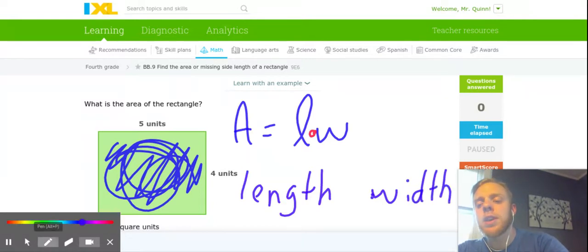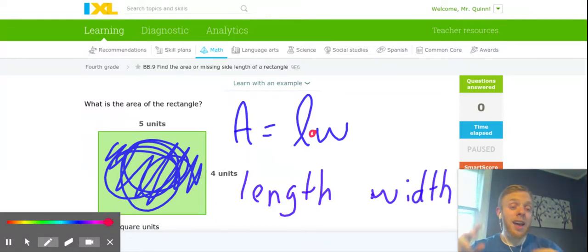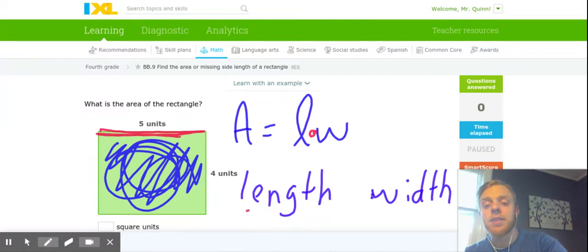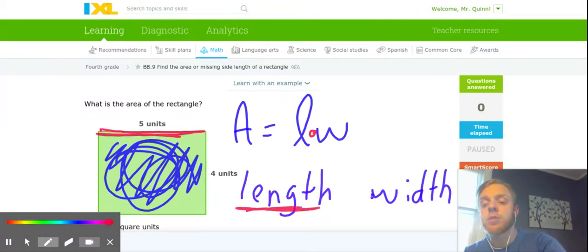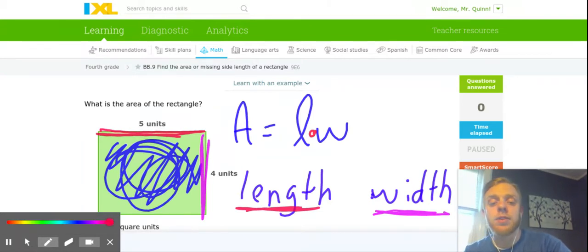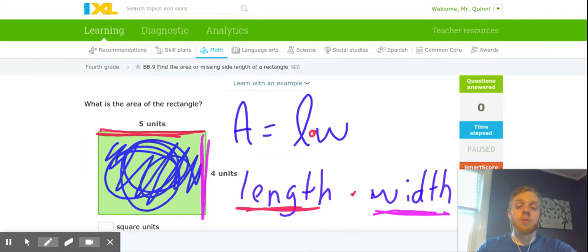Now, when we look at a shape, it is not super important that we know specifically, oh, this one is definitely the length, oh, this one is the width. We just have to remember that they're different. So if I decide that I'm always going to use my horizontal as my length, then I always need to use my horizontal as my length. If I decide that I'm going to use the vertical as my width, then I need to use my vertical as the width.